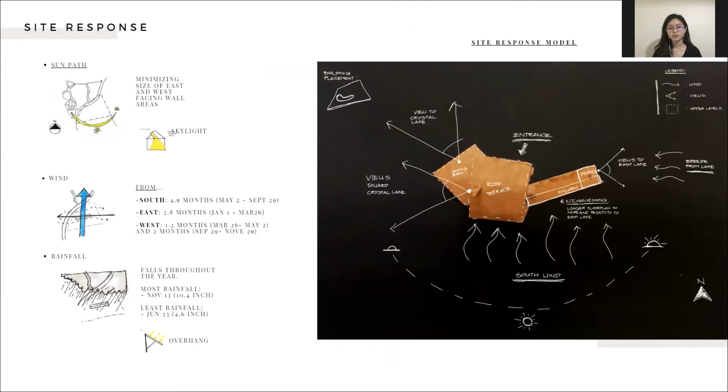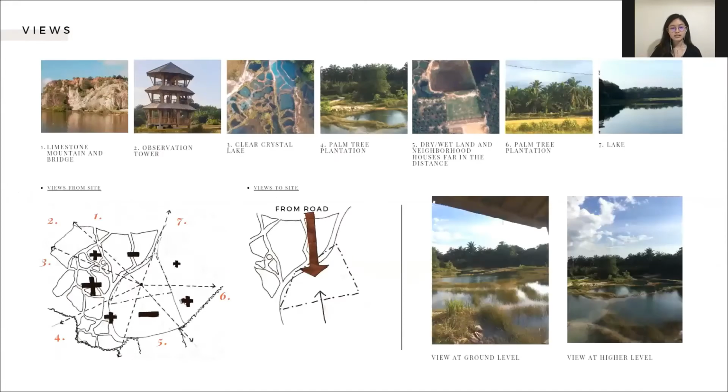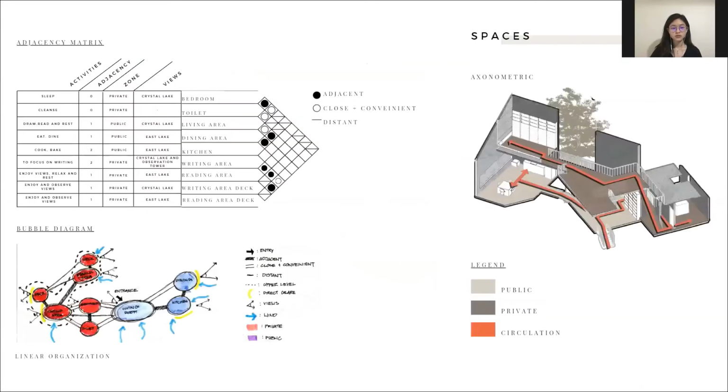This is a site response model, and the building is placed towards the Crystal Lake, and then it extends out towards the East Lake, in reference again to my concept, which are the views. And this is a study of the views. The spaces planned out for my client are basically the basic necessities like bedroom, kitchen, toilet, writing area, and reading area. And then relating back to my concept again, each of these spaces will have their own view.